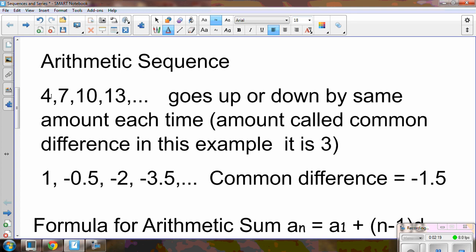In our next example, we look at 1, and then negative 0.5, negative 2, negative 3.5. If you look at the difference between each pair of numbers, you go down by 1.5, and then you go down by 1.5 again, making the difference negative, and each time it's constantly 1.5. If it's going up, down, up, down, this would not be considered an arithmetic sequence. The common difference has to be the same, either a positive number if it goes up, or a negative number if it goes down, and the same number each and every time.